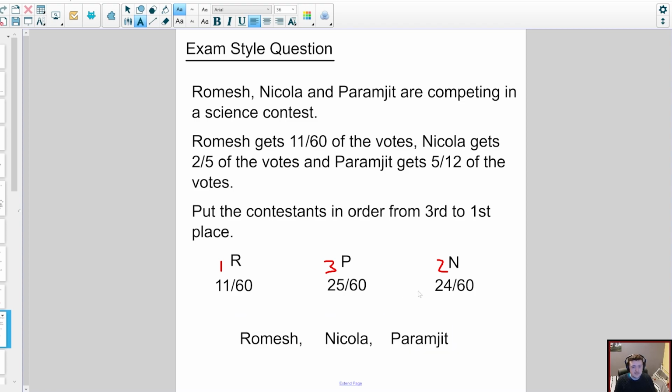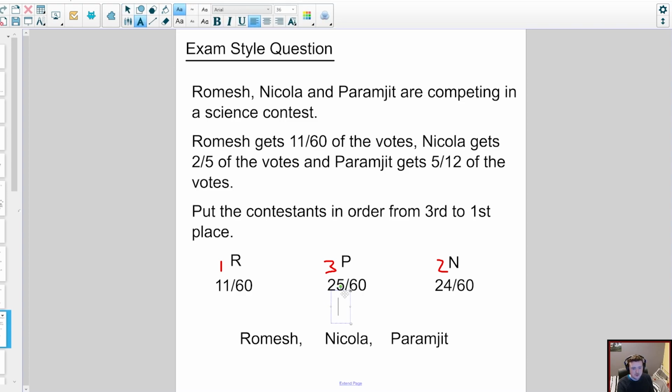And that can happen. There's no reason why it can't happen. And that's our working out too. You'd probably write the times tables down somewhere to show that you understood. But in general working, you've made them all out of the same number so that you can compare them. And then you've worked out what you're going to get.